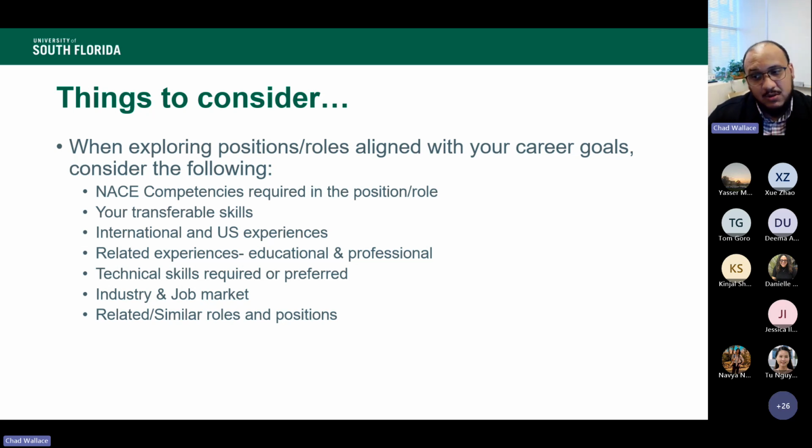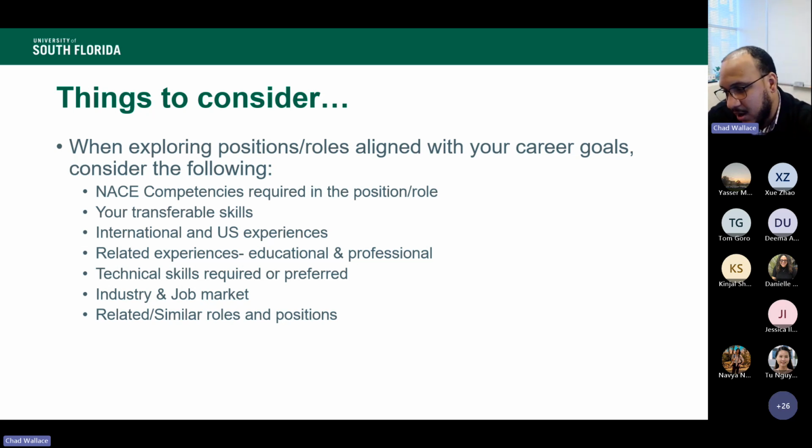The industry and the job market. So what is the job market, sorry, for that particular industry? What are the hiring trends for that particular industry? These are things that you can just research. These are things that you can just Google. These are things that you can work on with your career coach so that they can help you.